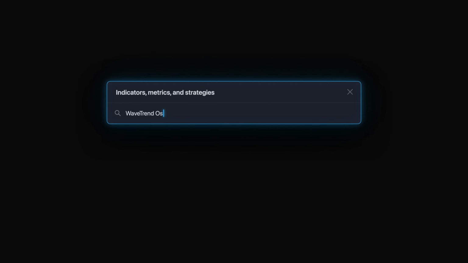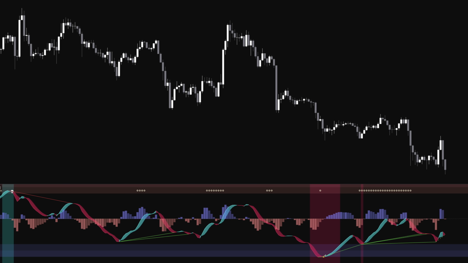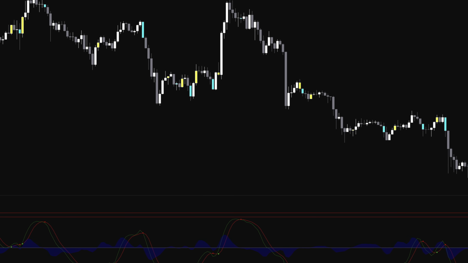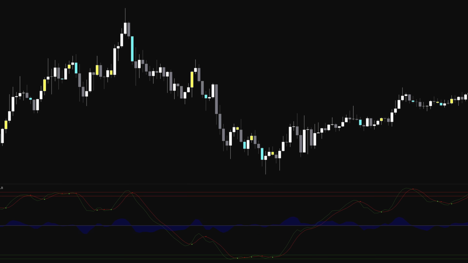WaveTrend Oscillator Plus, created by Oscar Gallard, is an enhanced rebuild of what is probably the most copied oscillator on TradingView. If you have used the Lazy Bear version, you already know the concept. Price is normalized through a channel calculation, smoothed into a momentum wave, and crossovers with a signal line produce buy and sell reads. It works.